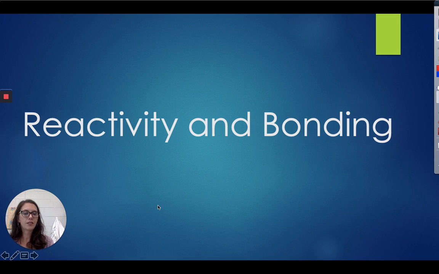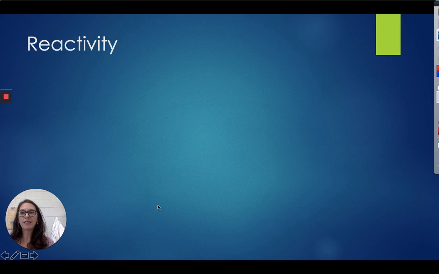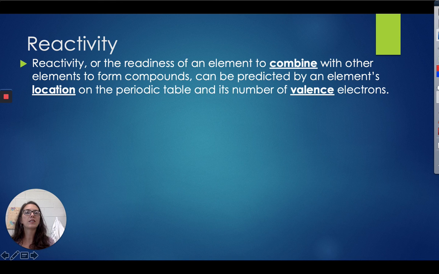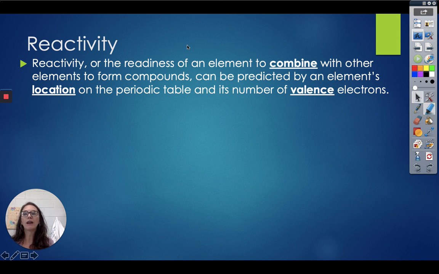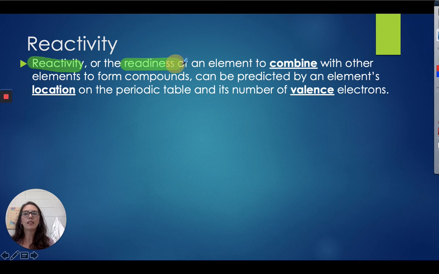Okay, so first of all, reactivity. So react. Okay, what happens when you react? It's when things come together or things break apart or whatever. So reactivity is the readiness or willingness of an element to combine with other elements. Okay, so let's get that: readiness of an element to combine with other elements. All right, and they do that to form compounds.